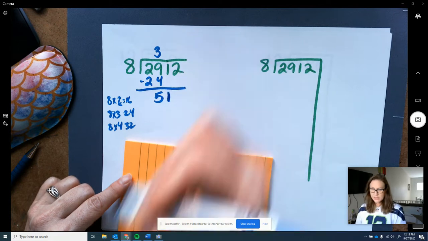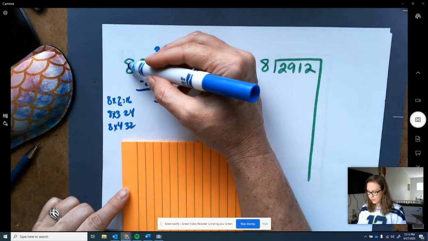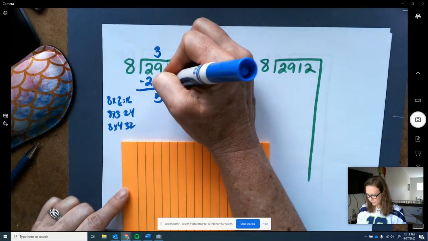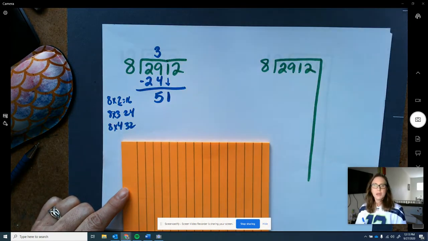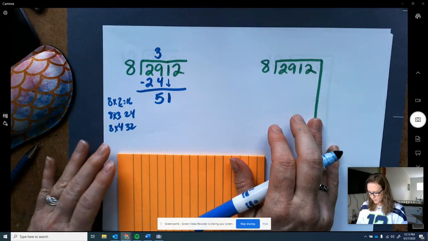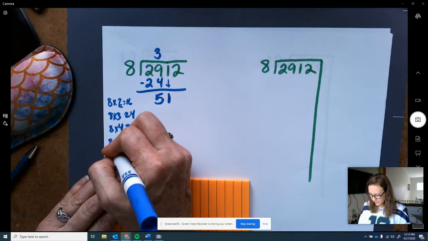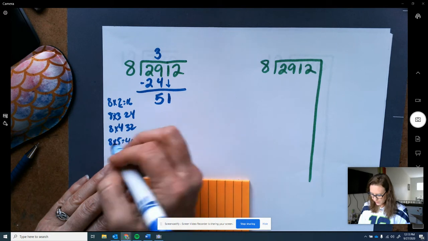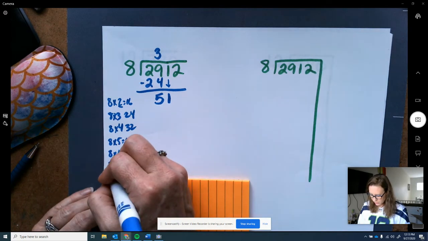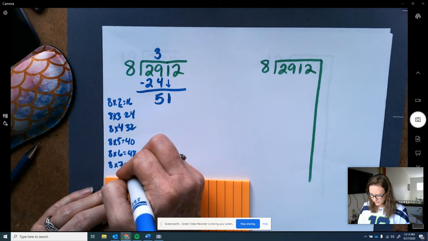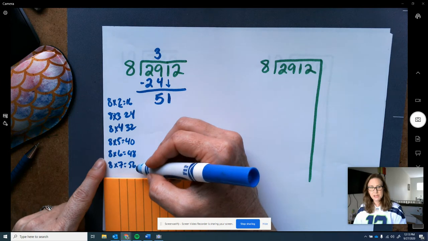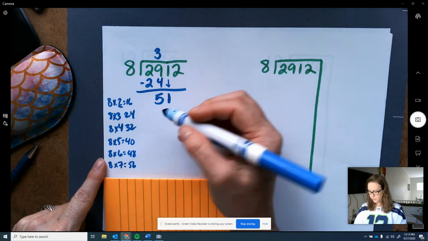I'm going to bring my 1 down. So now I have 8 goes into 51. How many times? Let me put my little arrow here. 8 goes into 51. Well, definitely not 4. 8 times 5 is 40. I think I can go one more. 8 times 6 is 48. Can I go one more? 8 times 7 is 56. Nope. So I have to go with the 8 times 6 is 48 because 56 goes over 51.